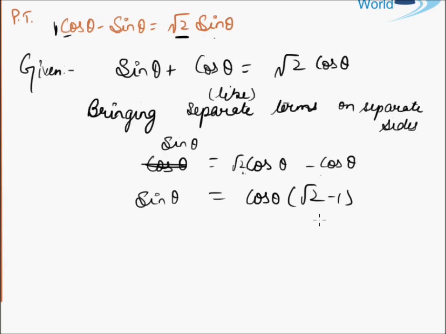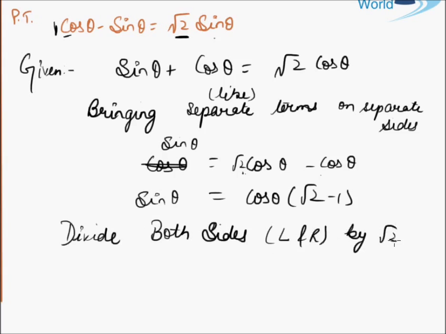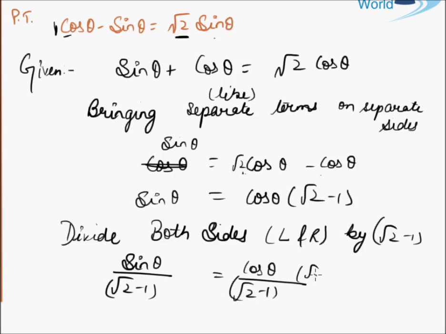So we can divide both sides by under root 2 minus 1 to get rid of this unnecessary under root 2 minus 1 in the right hand side, that is the RHS having cos theta. So divide both sides, that is left hand side and right hand side, by under root 2 minus 1. It will give us sin theta over under root 2 minus 1 equals cos theta into under root 2 minus 1 over under root 2 minus 1.